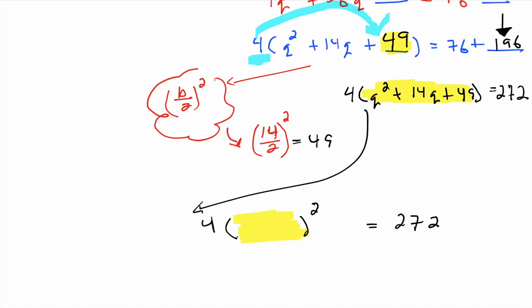So how do we factor q squared plus 14q plus 49? Q, take the sign right here, q plus 7. This is the ugliest q ever. Okay, so, all right, cool. Now, what you want to do is you want to divide both sides by 4. So, bam, bam.